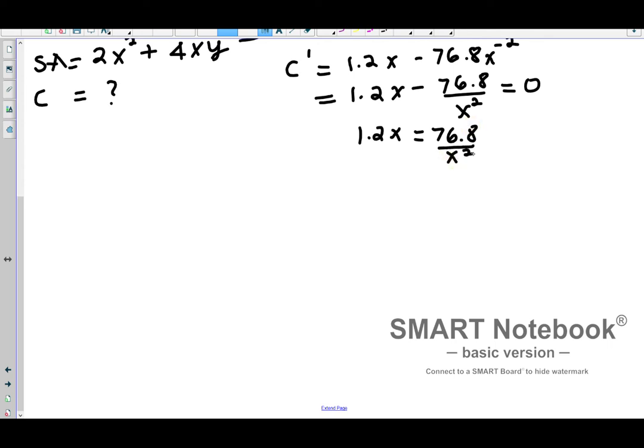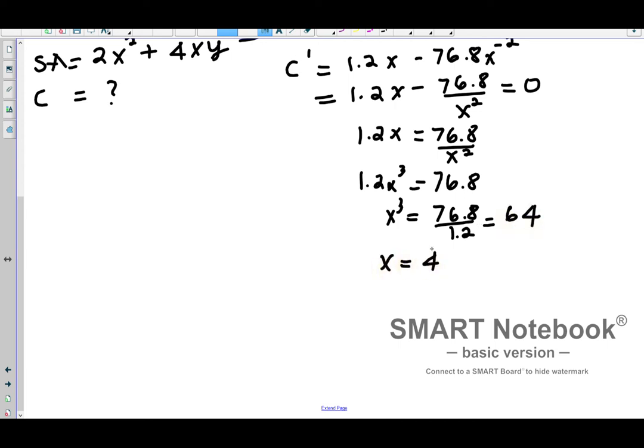and multiply both sides by x squared. So 1.2x cubed equals 76.8, and then divide both sides by 1.2. So x cubed equals 76.8 divided by 1.2. So go ahead and find what that is, and then take a cube root. So 76.8 divided by 1.2 is 64, and that looks like a perfect cube. And so x will be 4.